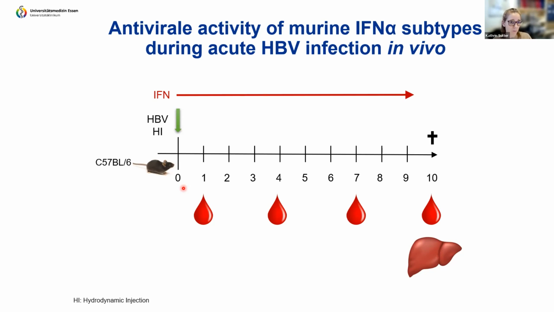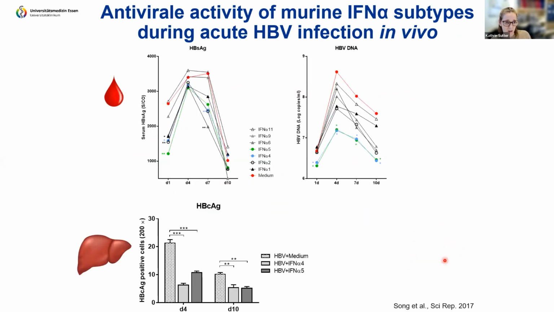You can nicely use this model for really looking into immune responses against this virus. So what we did is, we used this hydrodynamic injection with the HPV plasmid, treated the mice, so now we have the mouse interferons, and looked at different time points for delivery for HPV markers, serological markers. So we looked for HBs antigen, HPV DNA, and also core antigen here.